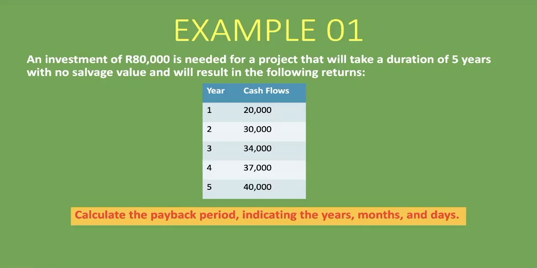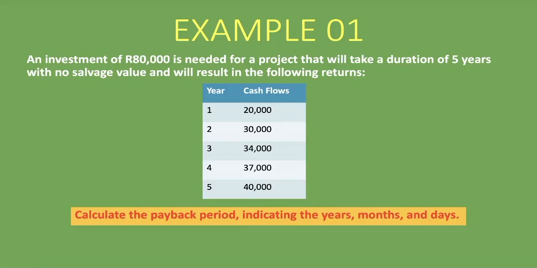Here's our first example. We are told that an investment of 80,000 Rand is needed for a project that will take a duration of 5 years with no salvage value and will result in the following returns. And we have the returns from year 1 all the way to year 5. And we are asked to calculate the payback period, indicating the years, months, and days. So that is how we'll apply the second formula that I mentioned.